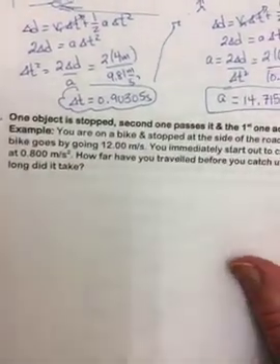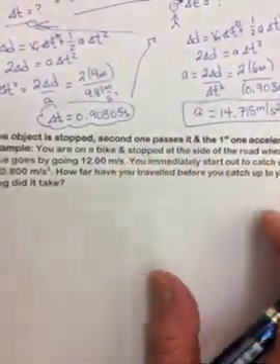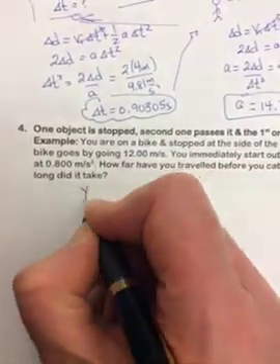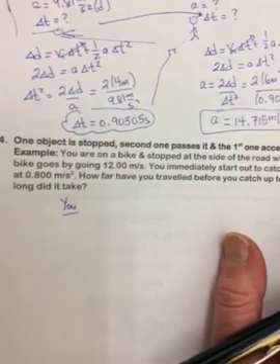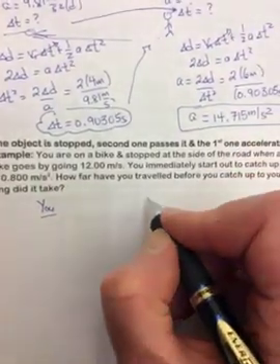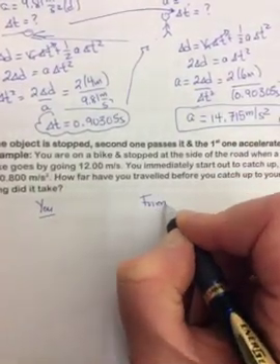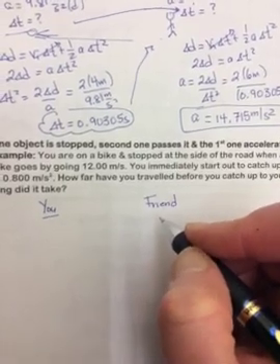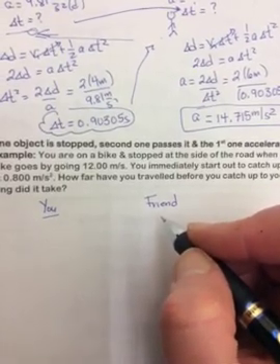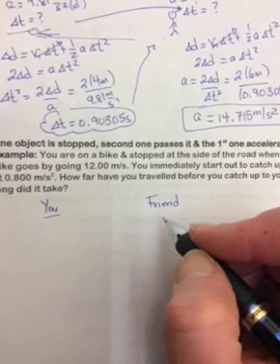We're going to do one more. You're on a bike and stopped at the side of a road, so you're one of the people. A friend on a bike goes by at 12 meters per second, so your friend is the second thing involved. You immediately start to catch up, accelerating at 0.8 meters per second squared. How far have you traveled?